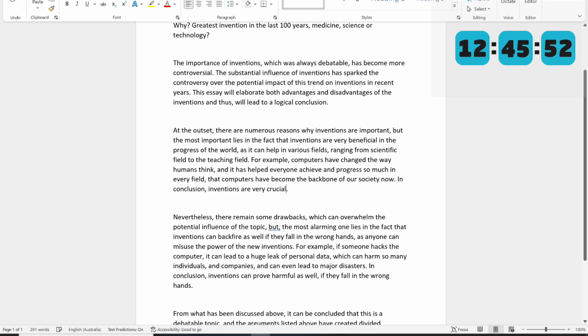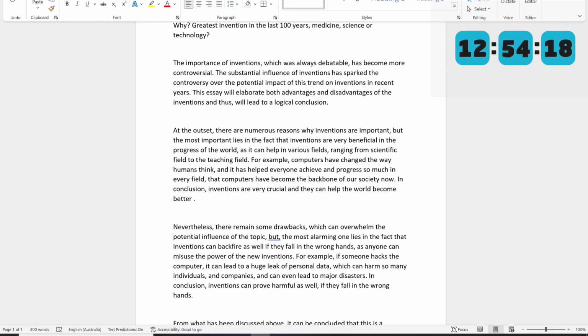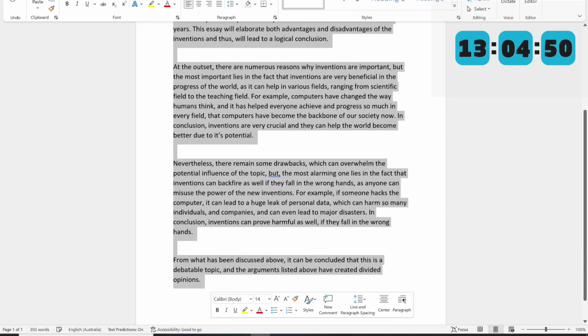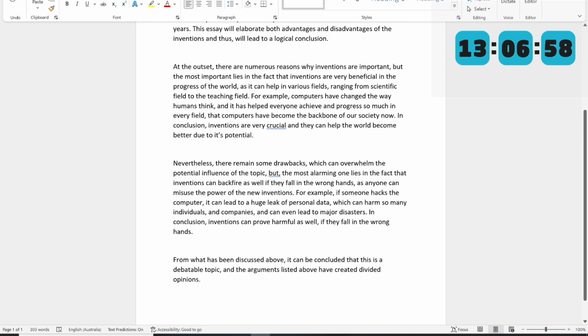In conclusion, inventions are very crucial, and they can help the world become better due to its potential. Okay, now let's see how many words I've written. Now I'm at 265, so 5 more words, minimum 270 just for a full score.